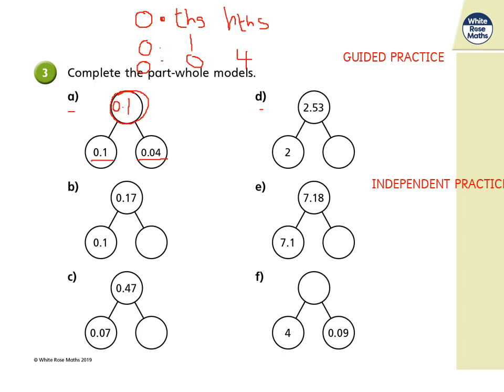Then I look over to my hundredths column. There are no hundredths in 0.1, but in 0.04 there are 4 hundredths. You see I'm circling it there. So now I can put in my 4 hundredths. So the 2 parts, 0.1 add 0.04, equal the whole, 0.14.